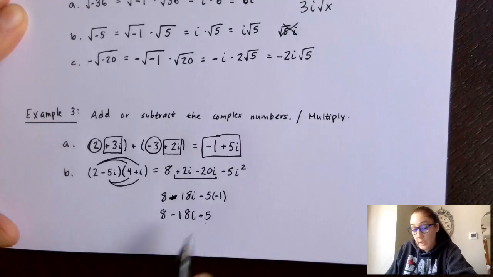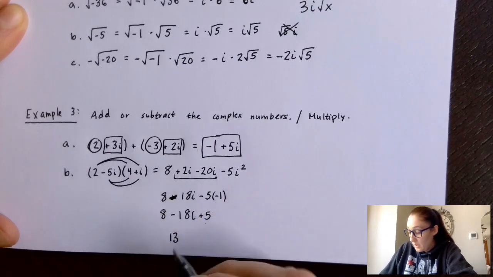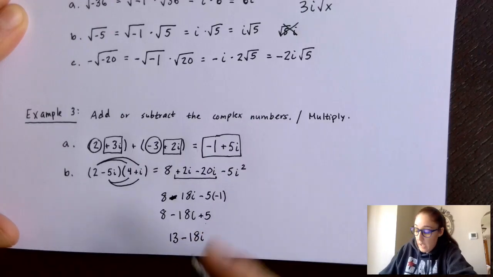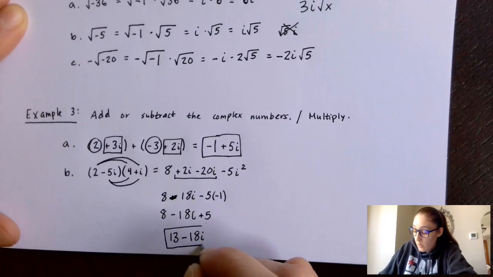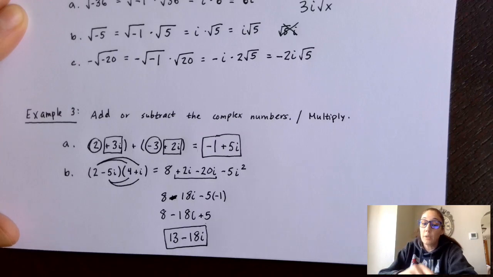So now I have like terms again. 8 plus 5, we get 13. And then minus 18i. These two are not like terms. So now finally, we have our final answer, which is a complex number. And remember, the real number goes first and the imaginary number goes last.